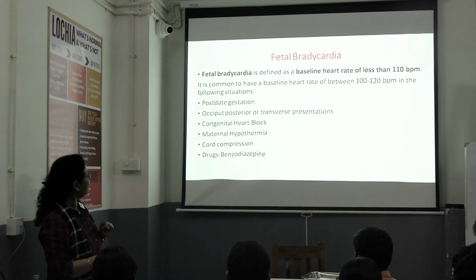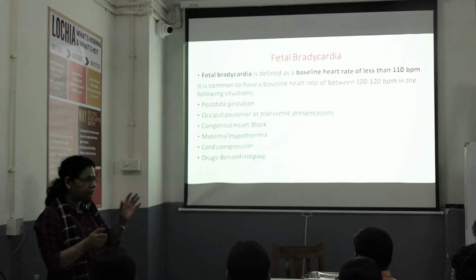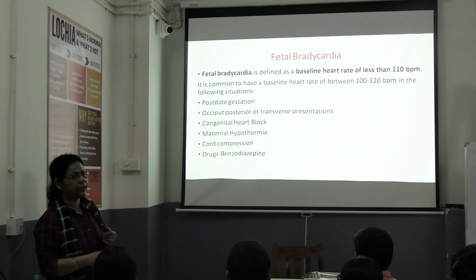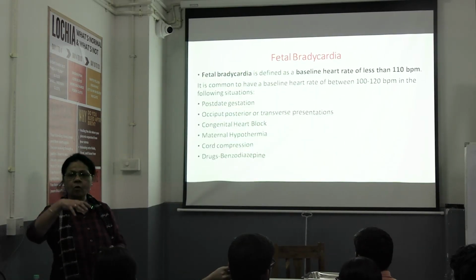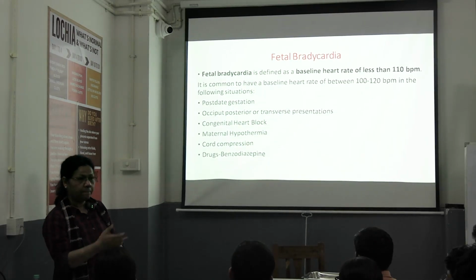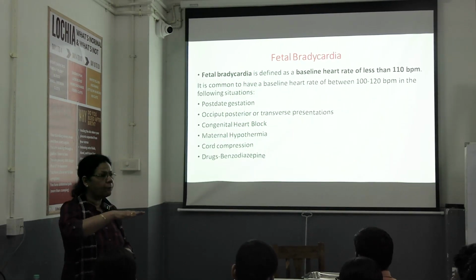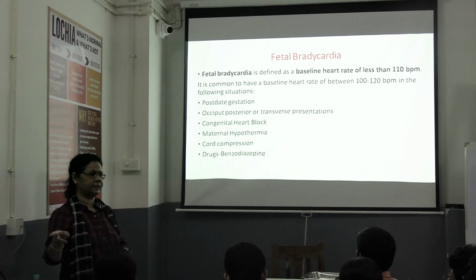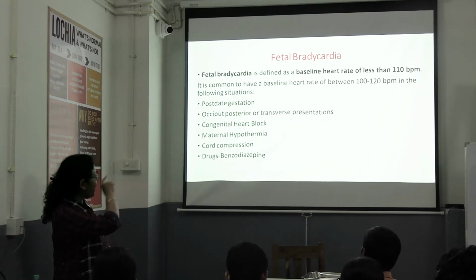Maternal hypothermia, that is mother is feeling too cold or in a very cold place, or cord compression. In labor, sometimes the cord can be compressed. How can it be? Cord has come out, say, before the delivery. There can be cord compression. If there is cord compression, there will be less blood supply from the mother to the fetus. So we can have fetal bradycardia.